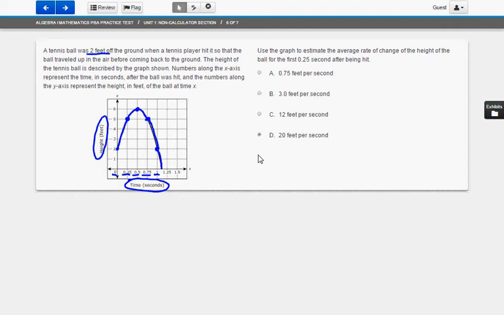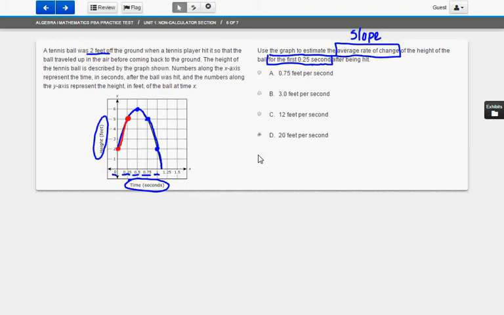And the question here says to use the graph to estimate the average rate of change of the height of the ball for the first 0.25 seconds after the ball was hit. Okay, average rate of change, I've said in my classes, is fancy for what's the slope? What's the slope of the line for the first 0.25 seconds? So I can see, starting at time 0, the height of the ball was 2 feet, and then at the 0.25 second mark, the height of the ball was 5 feet.